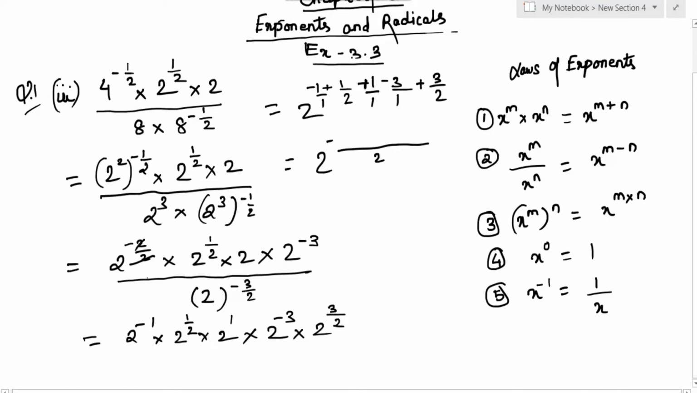Now 1 2s are 2, 2 1s are 2, and again 1 2s are 2, again 1 2s are 2, and 3 2s are 6, plus 2 1s are 2, that is 3. So at last we are having 2 to the power 3 plus 2 is 5, 5 plus 1 is 6, and 6 minus 6 is 0, 0 minus 2 is minus 2 by 2. So 2 and 2 will get cancelled and we are getting 2 to the power minus 1, which you can write as 1 by 2.